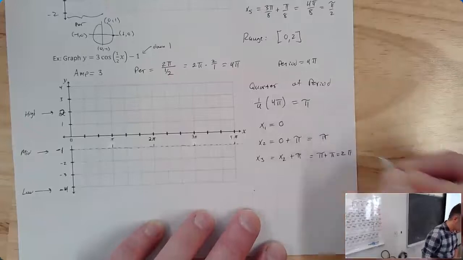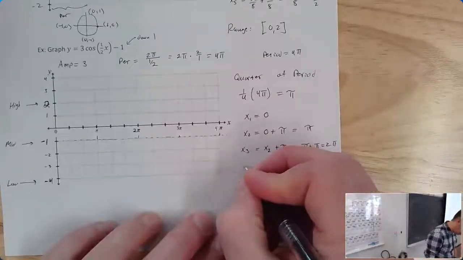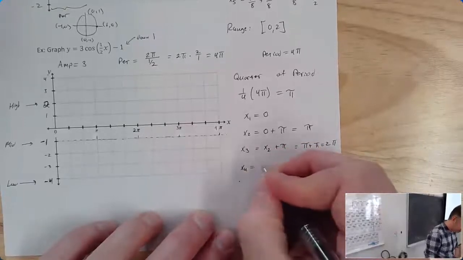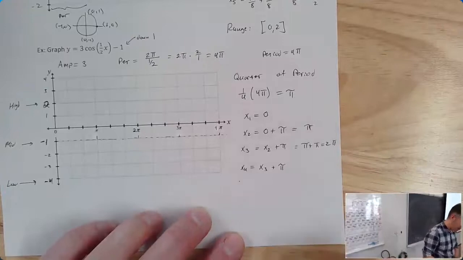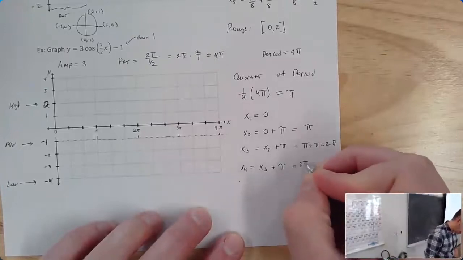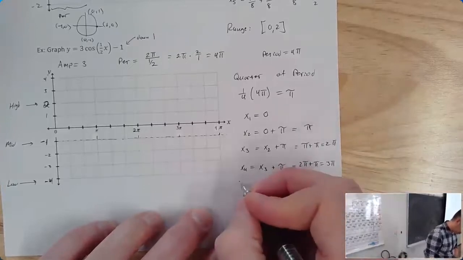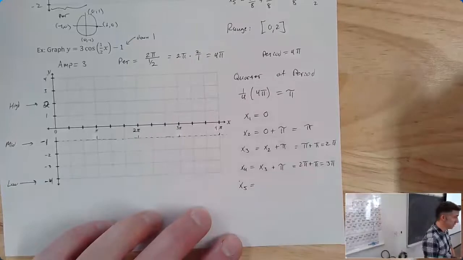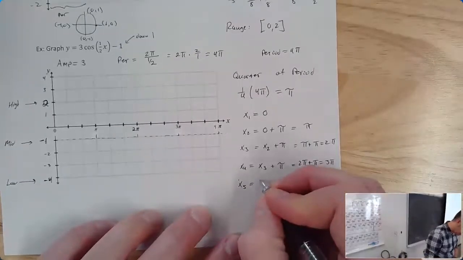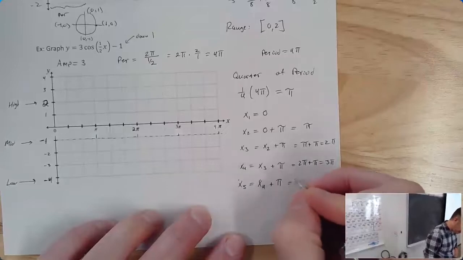I know these are very easy to find for this particular example. It's still good to see the work. Our next point is going to be the previous point x sub 3 plus another 1/4 of our period, which is going to be 2 pi plus pi, which is 3 pi. And finally, our last important point, the end of our period, should be 4 pi. Well, let's check. It's our previous point plus another 1/4 of our period, which is 3 pi plus pi, which is 4 pi.